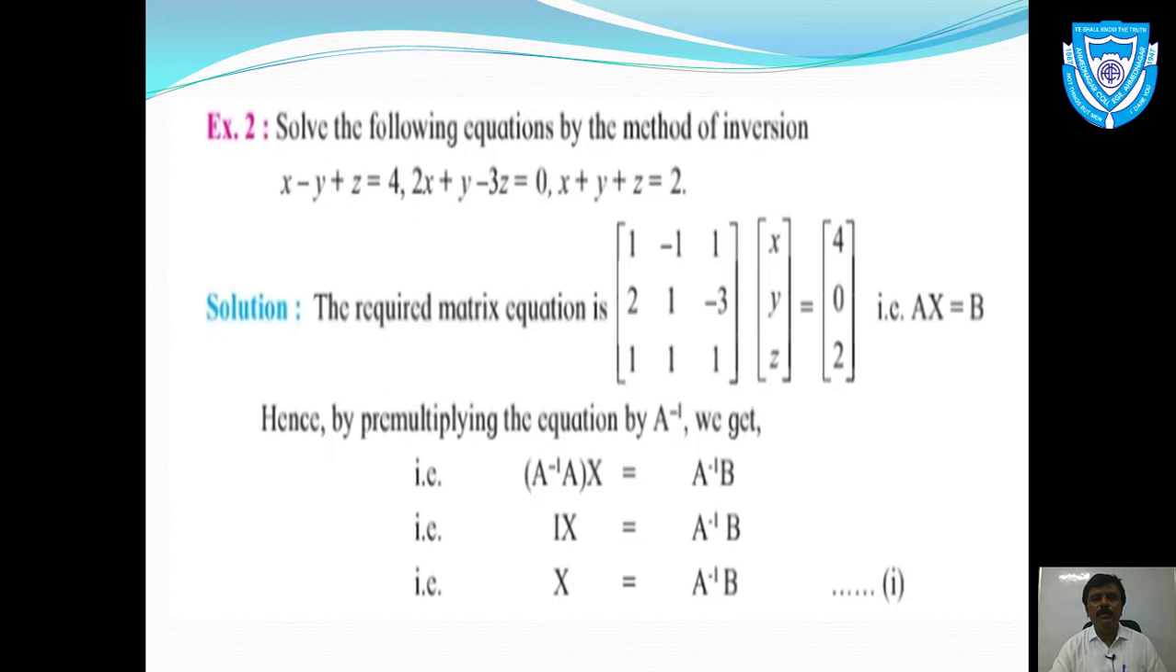So this is all about the method of inversion. Now in the previous example we discussed two equations with two variables. Now see the example on screen. Solve the following equations by the method of inversion. The very first equation is x minus y plus z is equal to 4. The second equation is 2x plus y minus 3z equals 0. And the third equation is x plus y plus z is equal to 2.